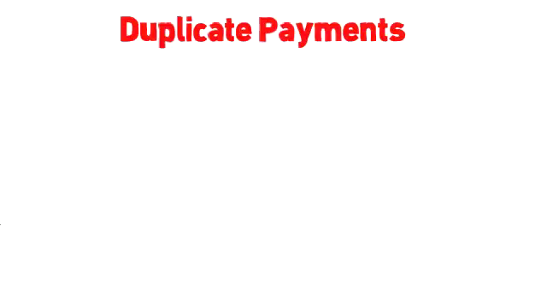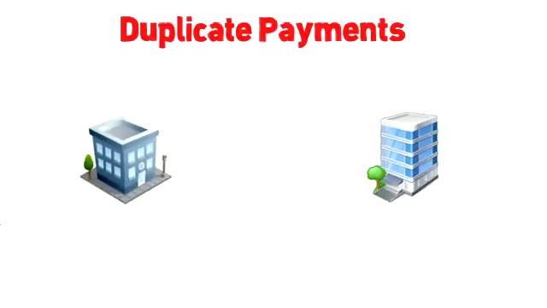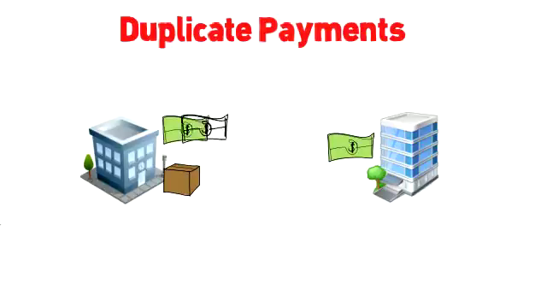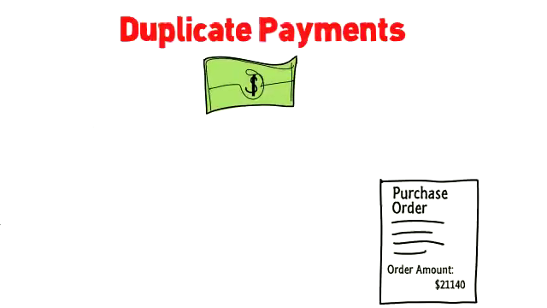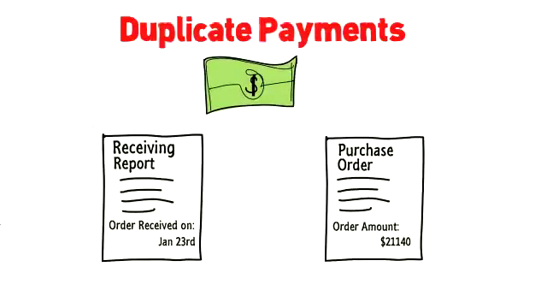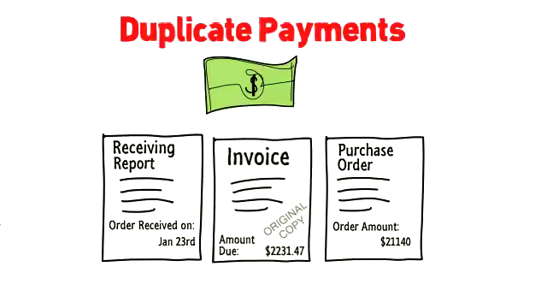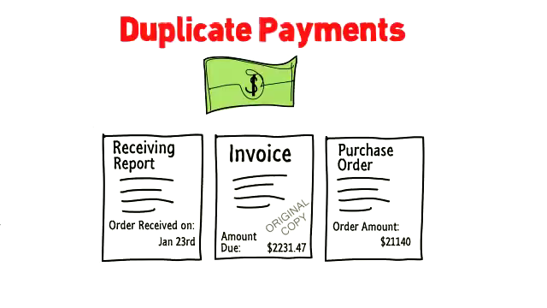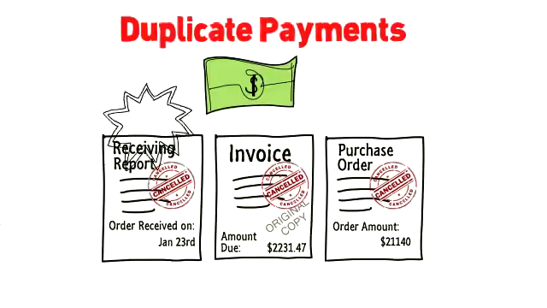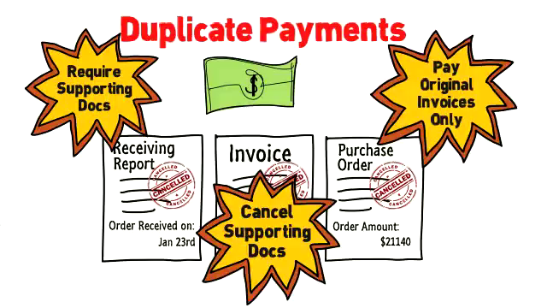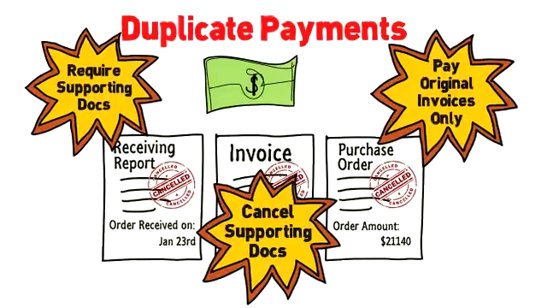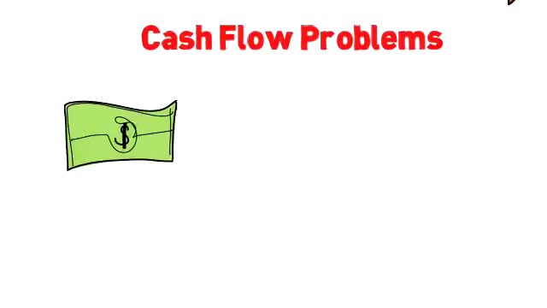So let's say you receive an order and you pay for it, but later forget and send a second payment. We obviously want to avoid this, so we can require a corresponding purchase order and receiving report for all payments, as well as enacting a policy to only pay for original copies of supplier invoices, and then canceling all three supporting documents when payments are made. So you can require supporting documents of payment, pay only original invoices, and cancel supporting documents after a payment is made.